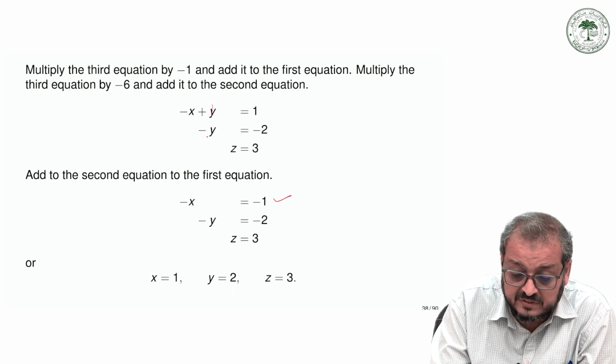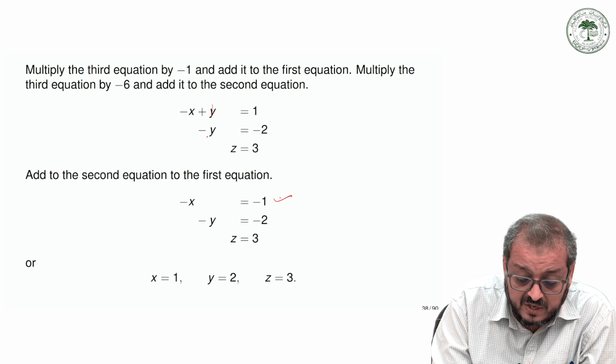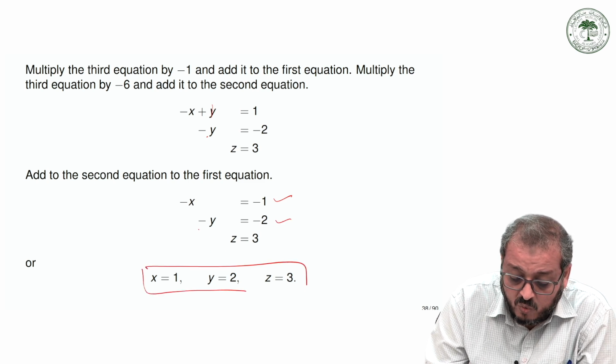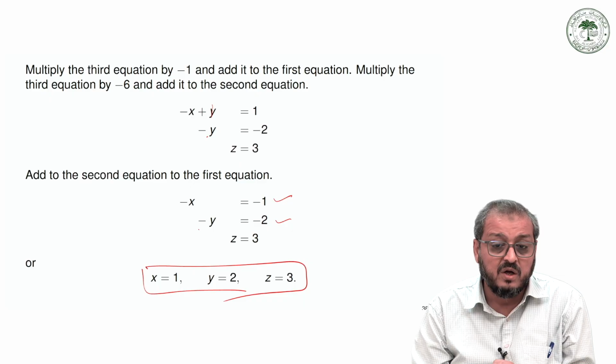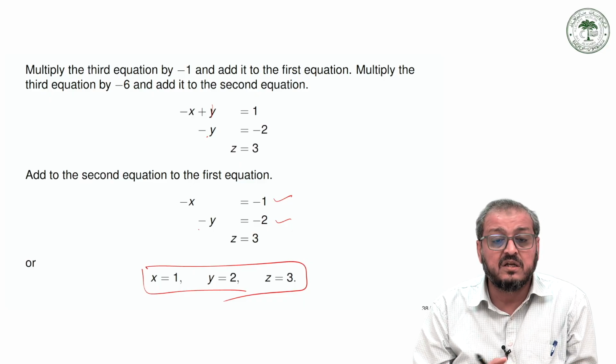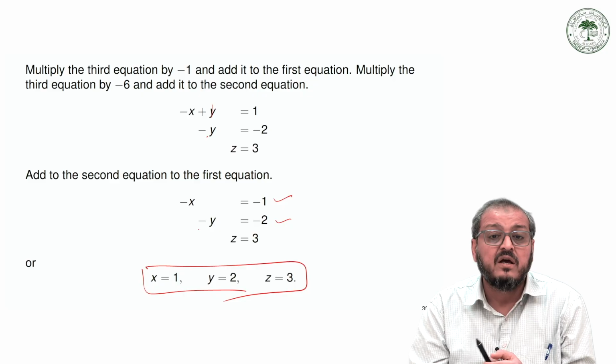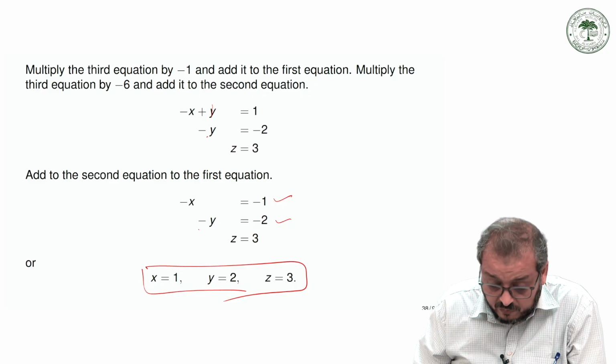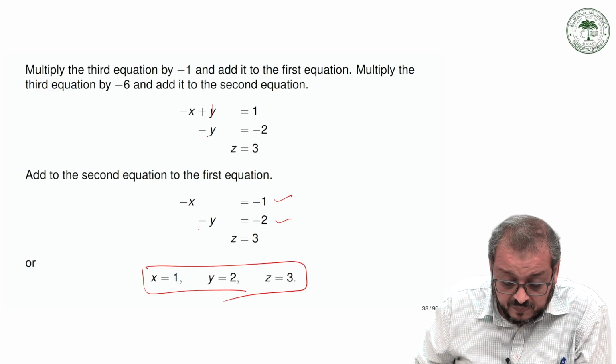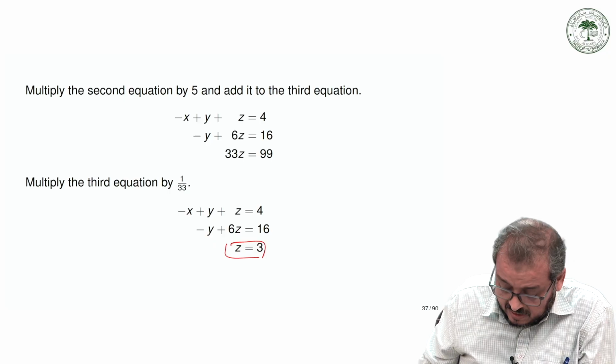So, this is minus x is equal to minus 1, and then we have minus y is equal to minus 2. That is, x is equal to 1, y is equal to 2 and z is equal to 3. This is the solution of this system of equations if we have to eliminate x, y, z. This is not the only way; we can also eliminate any one of them.